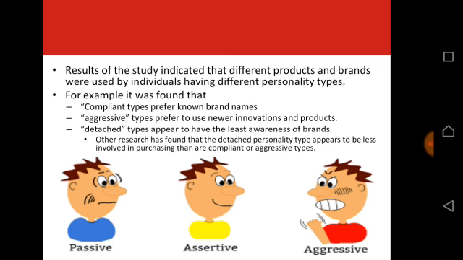As far as the application of the social theory is concerned, we can find out that the compliant types of people are those who prefer known brand names. As I told, they are brand loyal kind of people. Aggression, as I said, they are those who use newer innovations. They are aggressive towards trying of new products, towards new trials. They have a capacity to take risk because of their kind of aggressive nature.